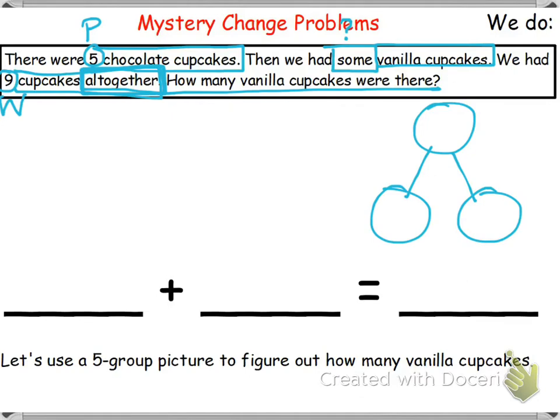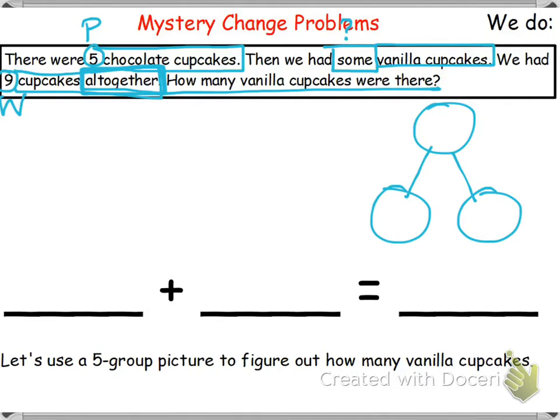So now remember, there's two ways that you can solve it, okay? A good thing is that I'm going to read this word problem one more time for you, and I want you to try to solve it on your own for a second, just to think about what is going on, okay? Just for a little bit, I want to see if you have an idea of how we could solve it. So it says there are 5 chocolate cupcakes. Then we had some vanilla cupcakes. We had 9 cupcakes altogether. How many vanilla cupcakes were there? So it was 5 chocolate cupcakes, some vanilla. They had 9 altogether. How many vanilla cupcakes were there?